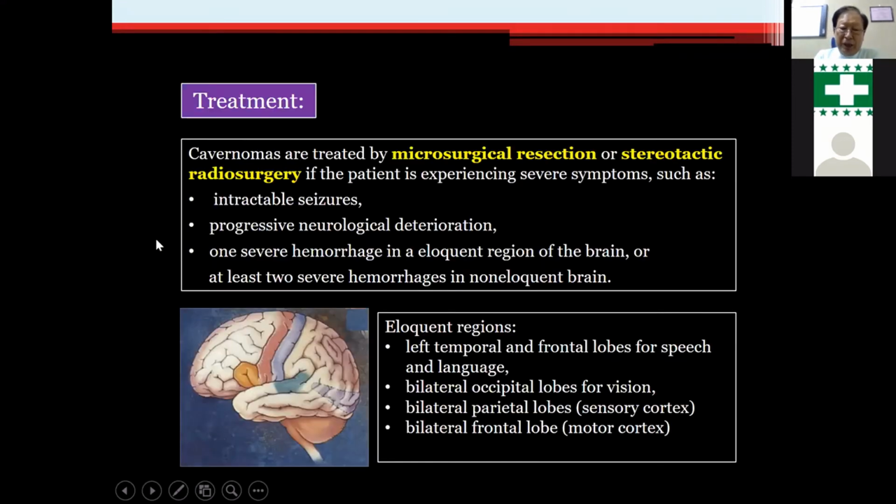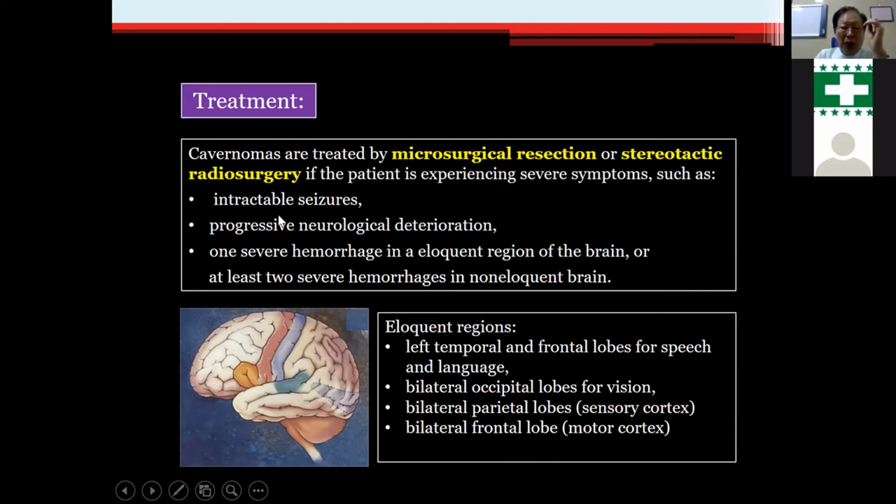Next is how do we treat these cases? So it depends. Now, there are two treatment choices: whether you want to do the microsurgical resection or CyberKnife, that is the stereotactic radiosurgery. So what are the indications for doing the two procedures?